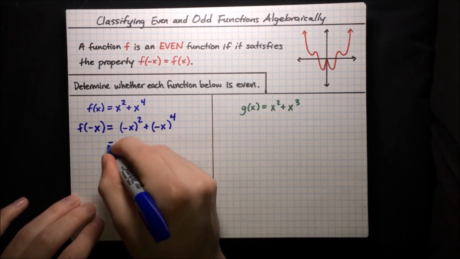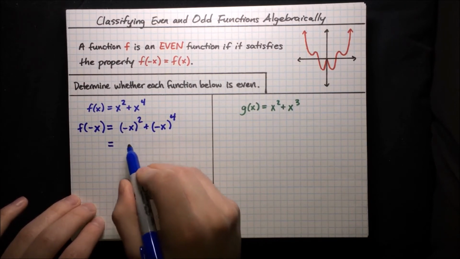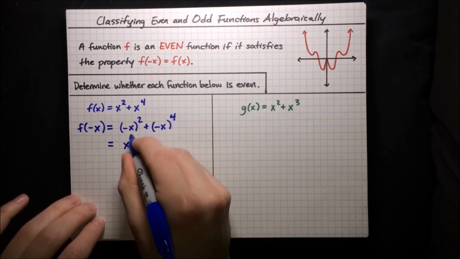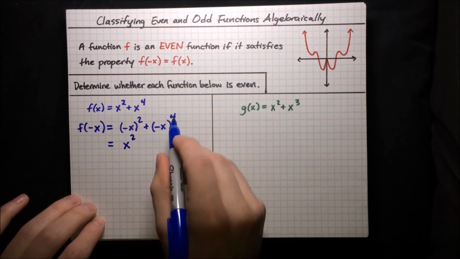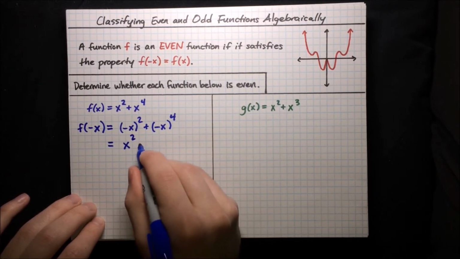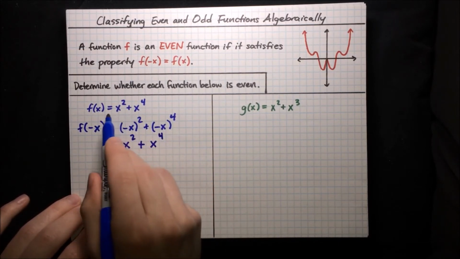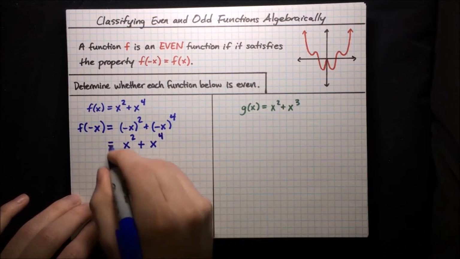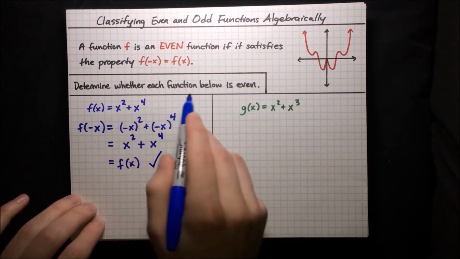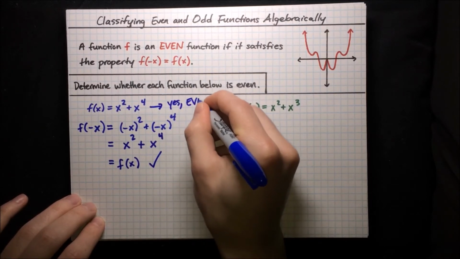And so let's simplify this a bit. Well, negative raised to an even power ends up canceling out because an even number of negatives means there's pairs of negatives and they all cancel out. So we've just got an x squared here. And it's the same idea with negative raised to the fourth power. All the negatives cancel out because there's an even number of them and they all pair up to cancel out. So it's just x squared plus x to the fourth. And that is exactly the definition of f. So f of negative x is equal to f of x. Great. So yes, this function here is even.